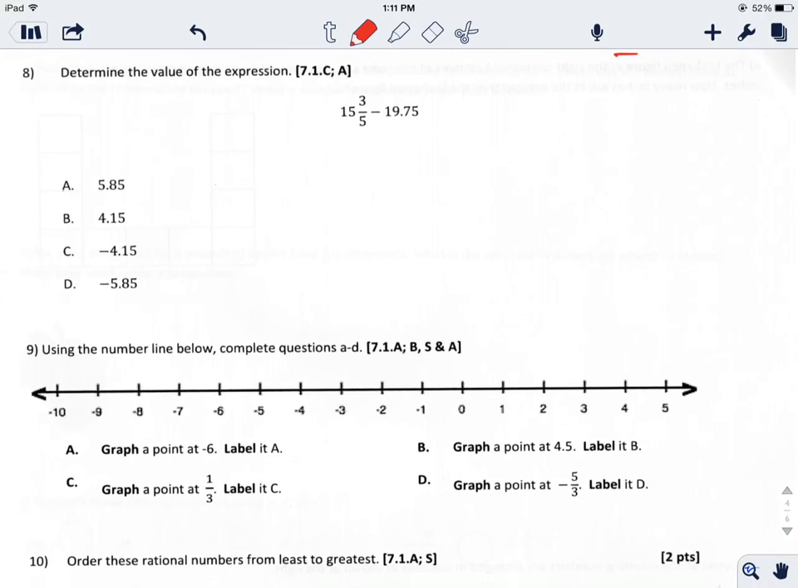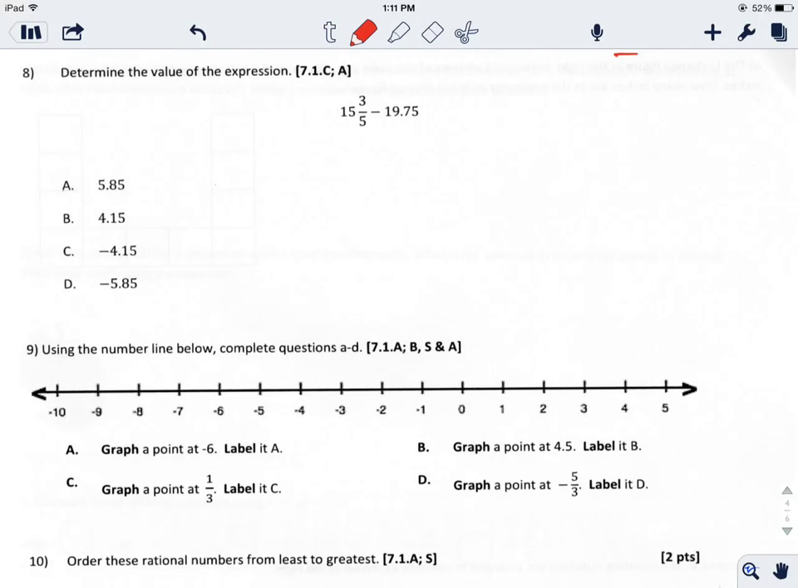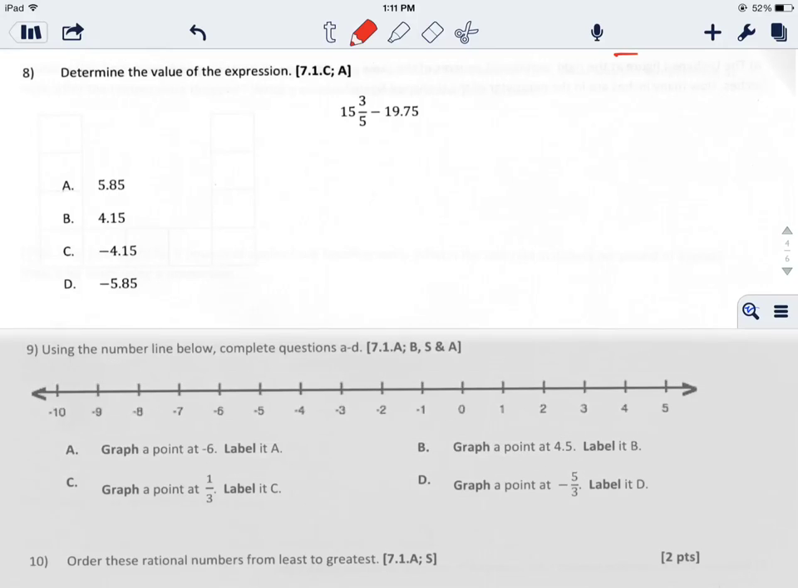Determine the value of the expression. In this case, we're working with fractions and decimals, and you need to choose which you'd like. We could change 75 hundredths to 75 over 100, or to 3/4, but then we'd have to have a common denominator. I think it might be better to just change the fraction to a decimal.